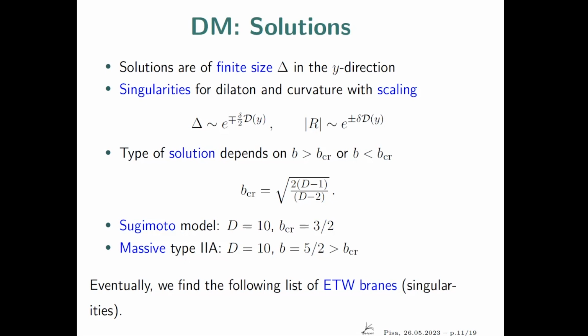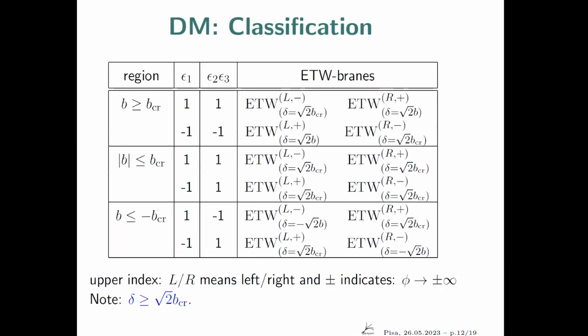Okay, so now we look at the solutions. This is a boring thing, but we ended up with the following table. Let me just explain the first region, and forget about the sign factors. If b is larger than b critical, we find the following end of the world behaviors, written in terms of ETW branes. L means on the left-hand side, R on the right-hand side. The minus means that the dilaton goes to minus infinity, which is the perturbative regime. Plus means to plus infinity.